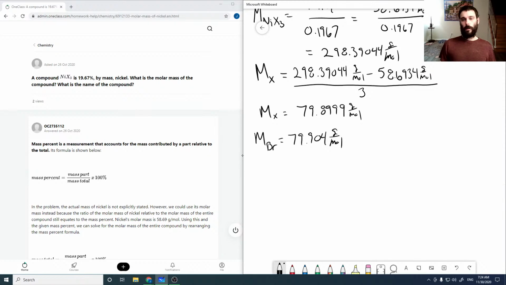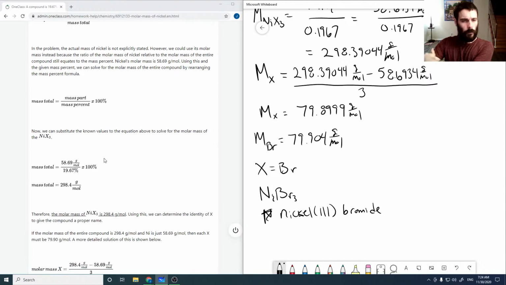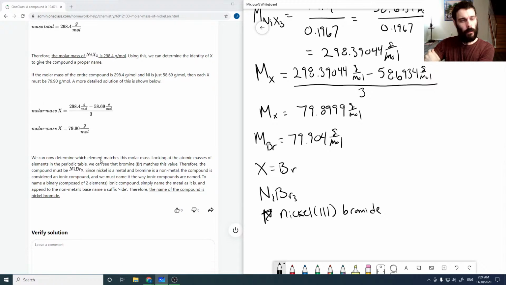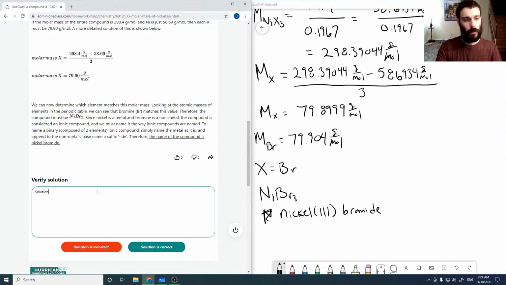Yeah, so the mass of bromine is about 79.904, so likely X is Br, and so our species is then NiBr3, which would be nickel 3 bromide, as nickel is 3 positive in this molecule. And then we get about 79.9, and it looks like it's nickel bromide, or nickel 3 bromide. So this is correct. Looks good.